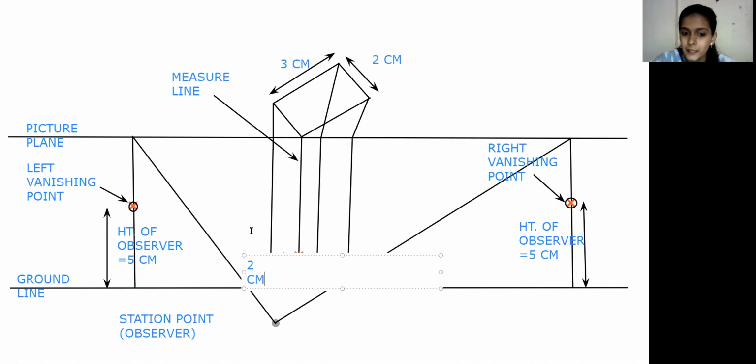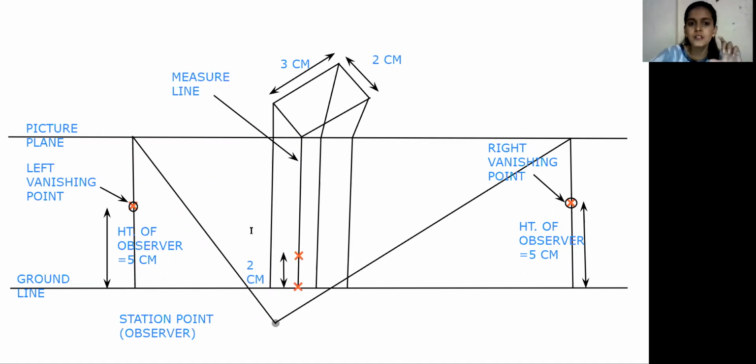Okay, we are getting this 2 point because the height of object is given 2 centimeter, and make sure that you are considering these 2 points at measure line only. Don't get confused. So we are getting these 2 points on our measure line. What we have to do next? We need to draw the line between which points? These 2 points and left vanishing point as well as right vanishing point. I'm showing you.